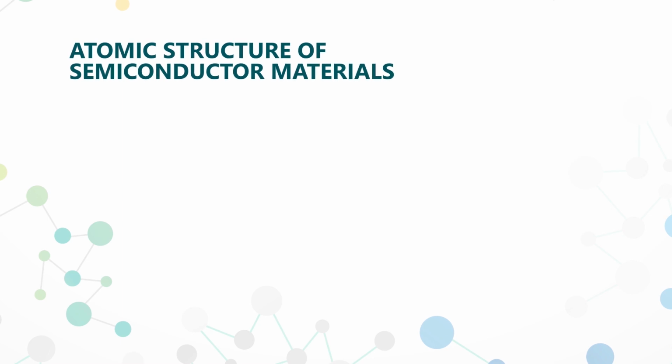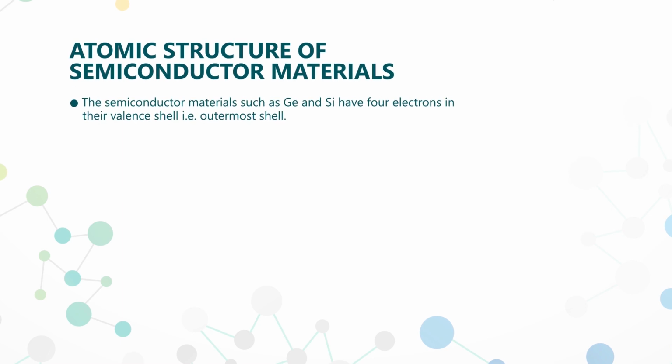Semiconductors such as germanium and silicon have 4 electrons in their valence shell, that is, in their outermost shell.